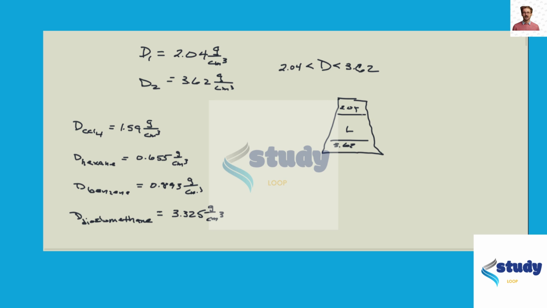So if we needed a liquid that's in between 2.04 and 3.62, well, it doesn't work for carbon tetrachloride, doesn't work for hexane, doesn't work for benzene, but 3.325 is between 2.04 and 3.62. So if you put diiodomethane into your container, the two solids will separate, the less dense one will float, the more dense one will sink.